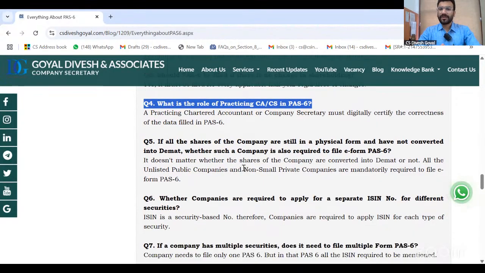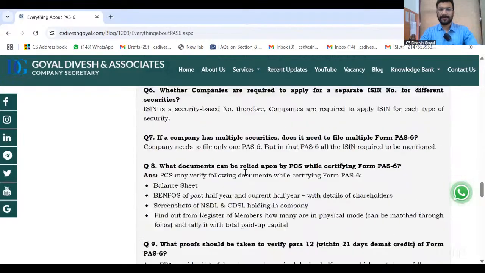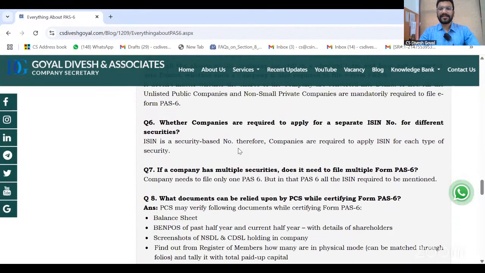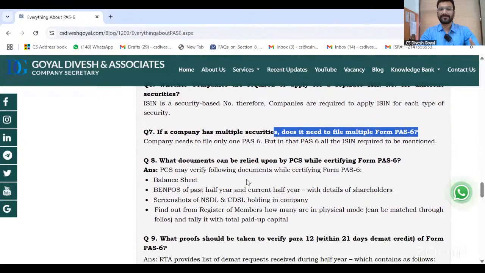If all shares of the company are still in physical form and have not been converted into demat, is such a company also required to file PS6? I have already given the answer to this. The answer is yes. Whether companies are required to apply for a separate ISIN for each type of security? I have already discussed this. If a company has multiple securities, does it need to file multiple PS forms? The answer is no. Only a single PS form is enough.